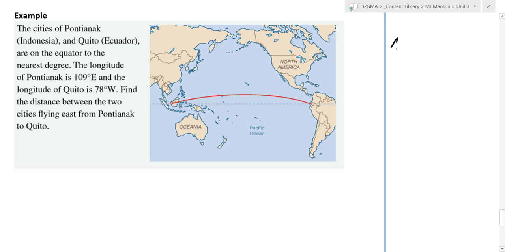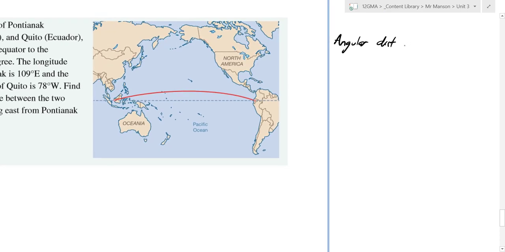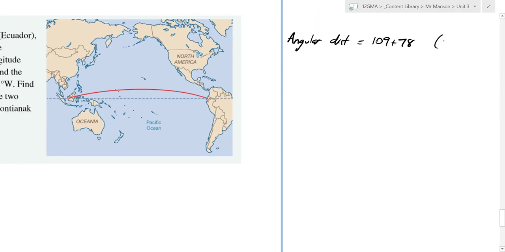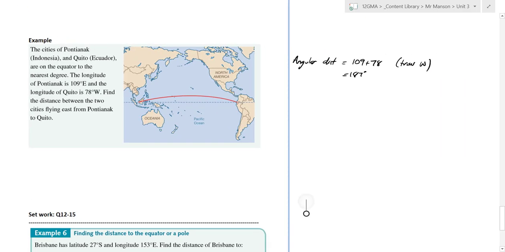So we've got the angular distance, or the angular difference, is equal to 109 plus 78 degrees, but this is travelling west. And so that's 187 degrees if we travel west. That is that way around the Earth. But we want to go the other way, so therefore the other direction is equal to 173 degrees, and the distance is equal to 173 times 111.2.